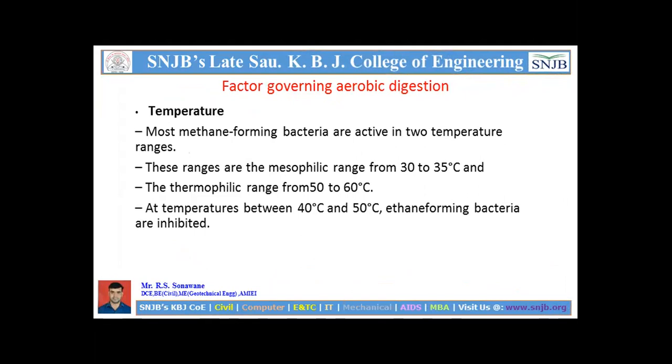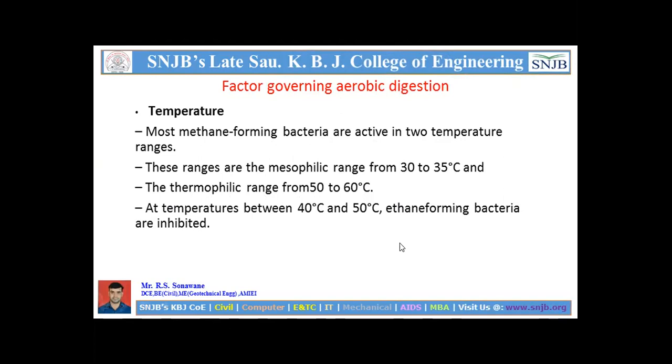Mostly temperature: methane forming bacteria are active in two temperature ranges. Okay, when can methane forming bacteria be active? So the first factor we consider here is temperature. In the mesophilic range from 30 to 35 degrees Celsius, at that time methane forming bacteria are active. In the thermophilic range from 50 to 60 degrees Celsius they are also active, and at temperatures between 40 to 50 degrees Celsius, at that time methane forming bacteria are inhibited. Okay, so this temperature variation should be remembered here, for when methane forming bacteria can be active.